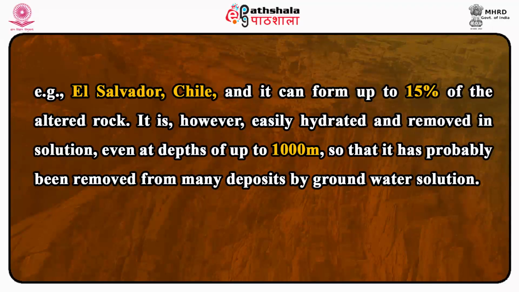It is, however, easily hydrated and removed in solution even at depths of up to 1000 meters, so that it has probably been removed from many deposits by groundwater solution. Magnetite and hematite may be present, and the common sulfides are pyrite, molybdenite and chalcopyrite, that is, there is an intermediate sulfur-metal ratio.